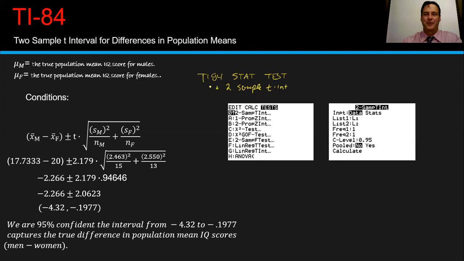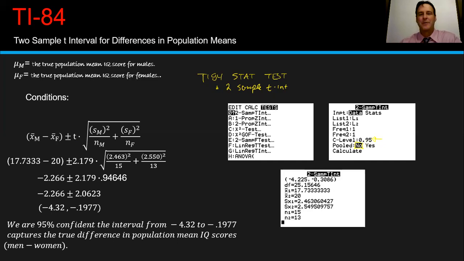Once you click on that, again, all your data is in L1 and L2. We had a 95% confidence interval. Remember, all of our data is not pooled. And when you hit calculate, you end up with results that are probably a little bit more exact compared to what we have. But notice that negative 4.32 is very close to negative 4.225, and you have negative 0.1977. That's actually quite a bit different than negative 0.3086. But again, this is a tighter interval, and it's probably a little more accurate. I would go with that.